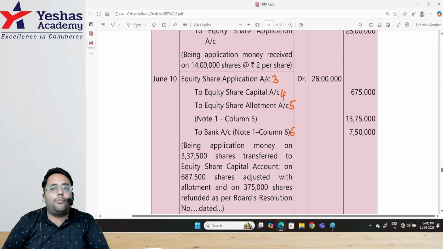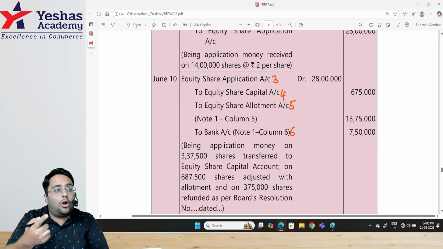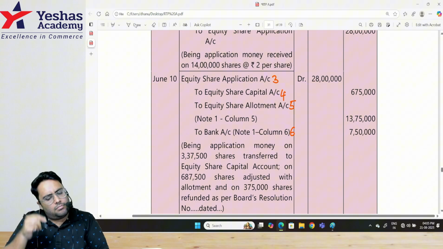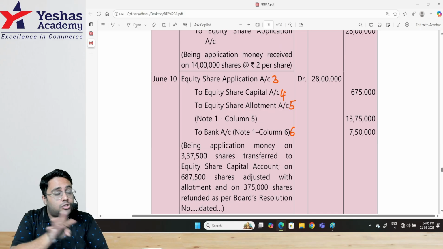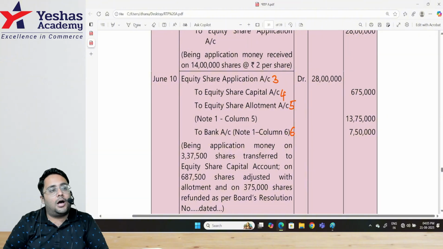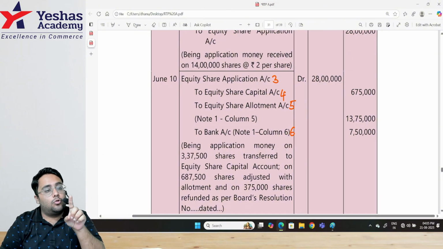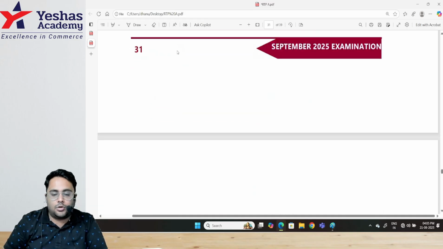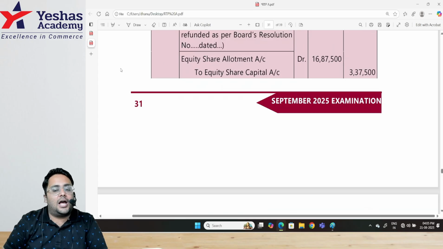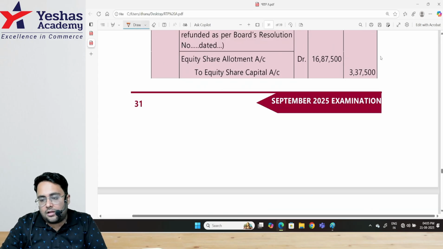After this, what entry will you pass? Allotment money due. Entry bolo. Share allotment to share capital. How much money? No. You should also pass something there. To securities premium. How much money? 5 rupees is due. In that 4 rupees is premium, 1 rupee is capital. So I'll go ahead to say equity share allotment account debit. Kitna? No, how many shares? 3 lakh.